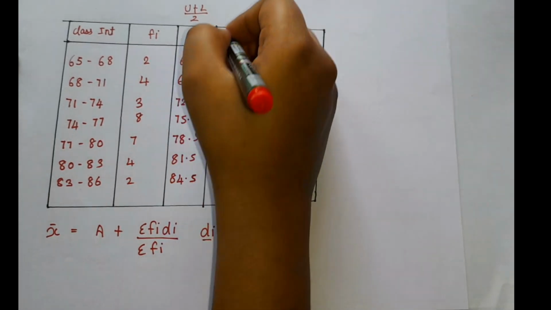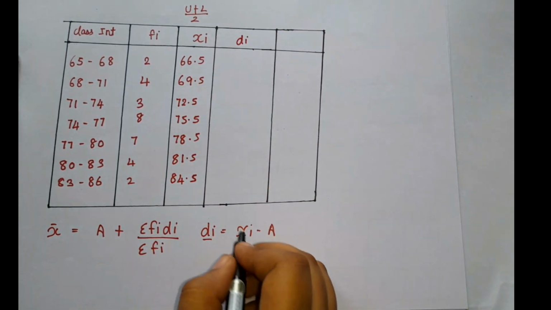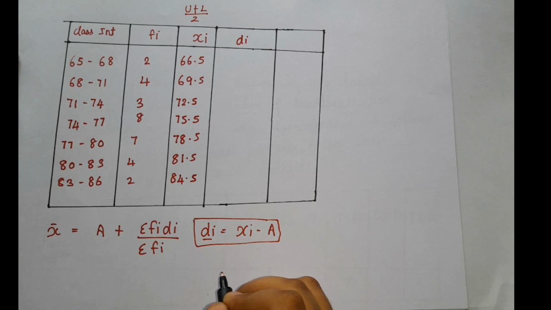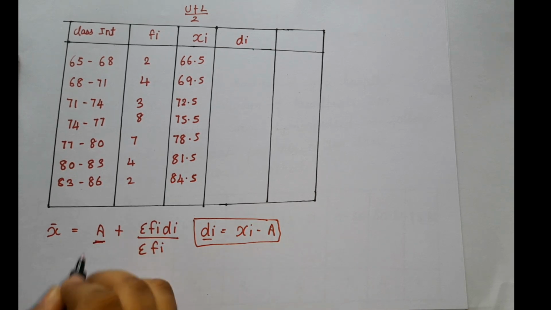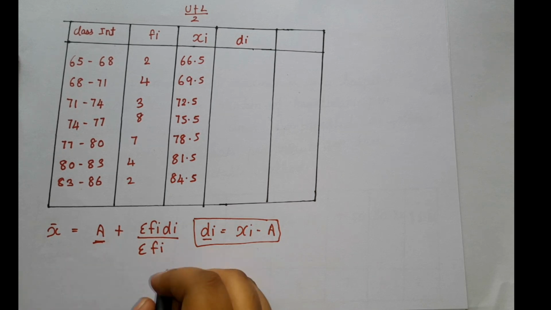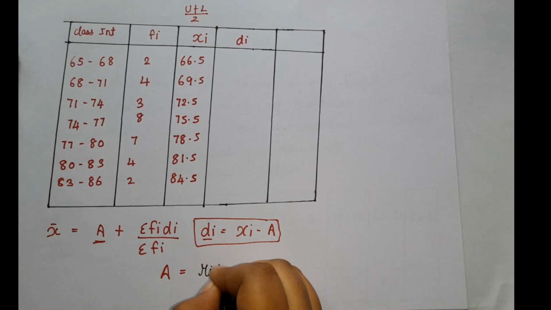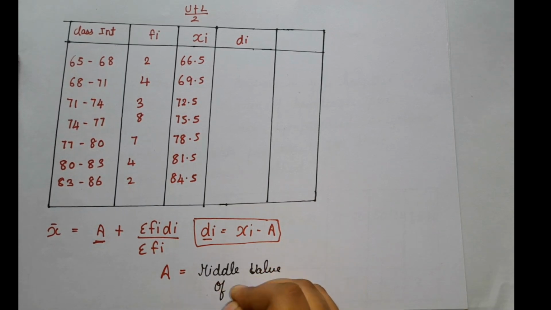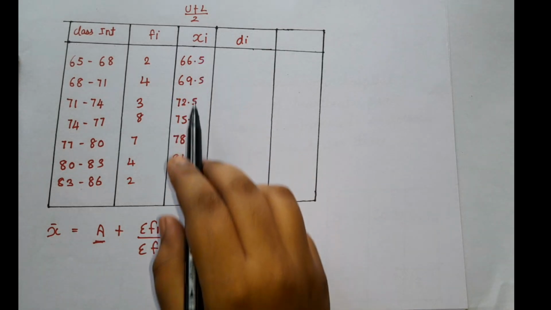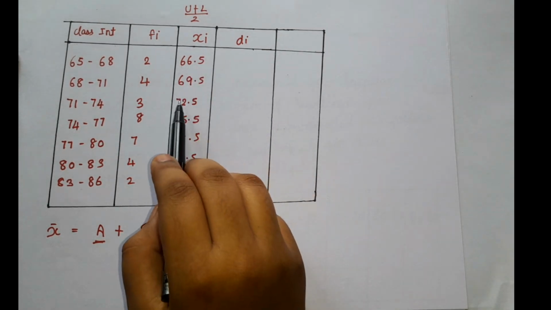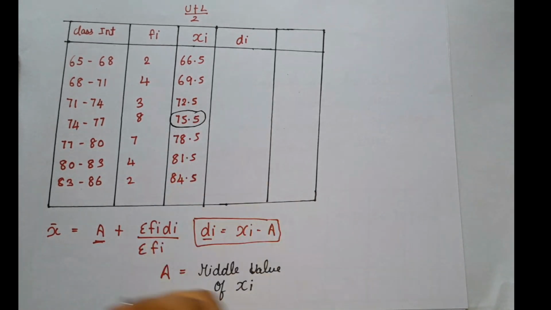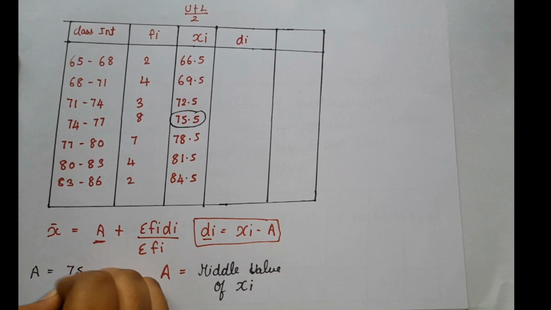Now we are supposed to find the di value. How to find the di value? This is the formula, xi minus a. But the question is, we don't know the a value. What is the meaning of a? A is the assumed mean. How to find the a? The middle value of xi is the a value. In this xi, what is the middle value? We have 1, 2, 3, and here we have 1, 2, 3. Then this is going to be the middle value, isn't it? So the a value is 75.5.